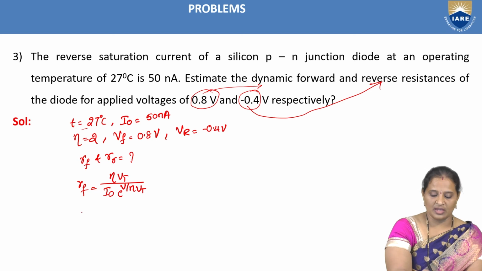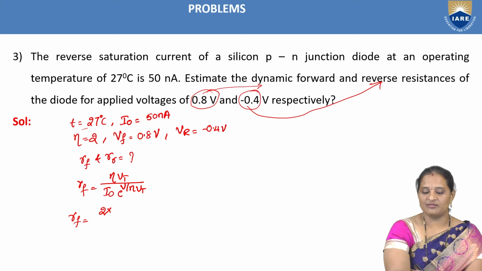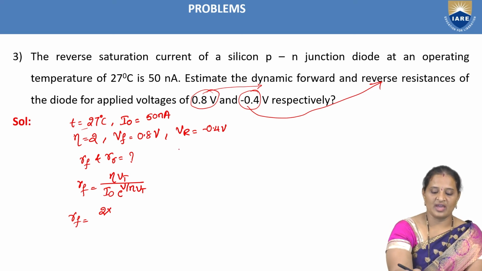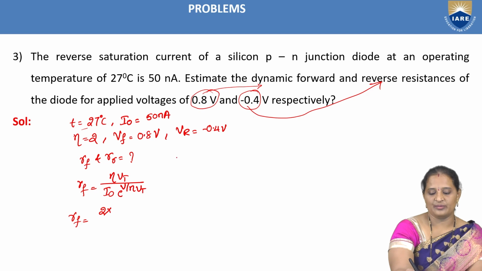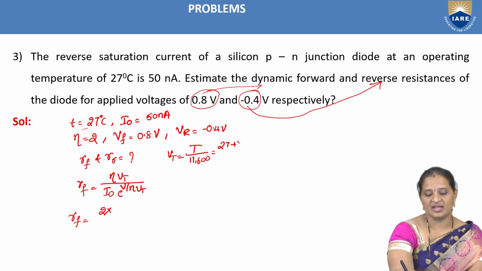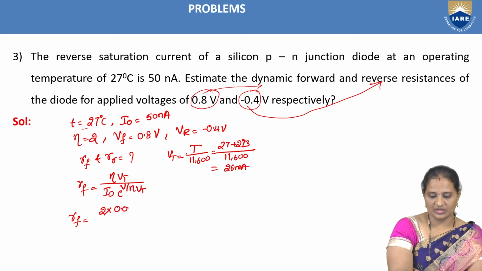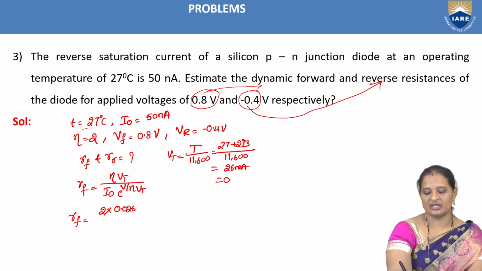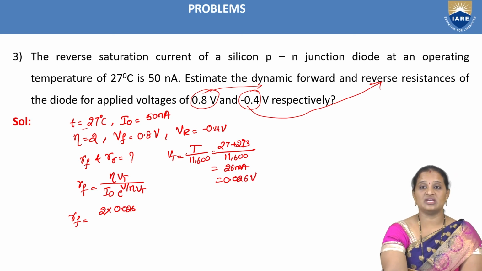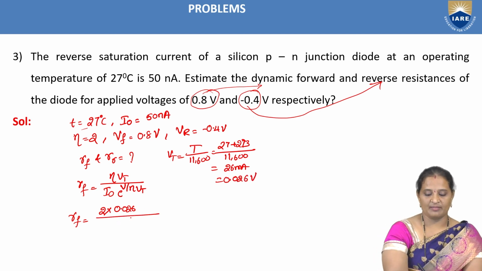So before, Rf is equal to eta value is 2 and Vt he didn't give, so we have to calculate. So the Vt value is equal to T divided by 11,600, where T is 27 plus 273 divided by 11,600, which will be 26 millivolts. So that is 0.026, or else we can also write it as 0.026 volts. So divided by I naught.